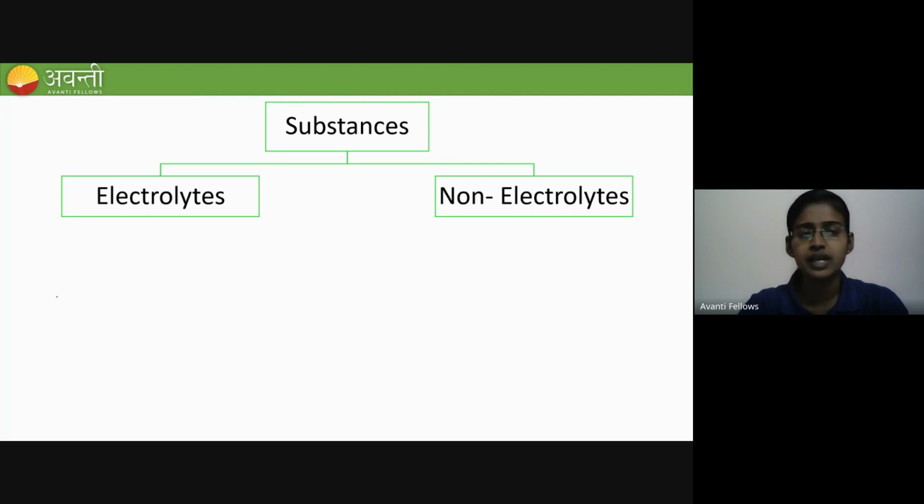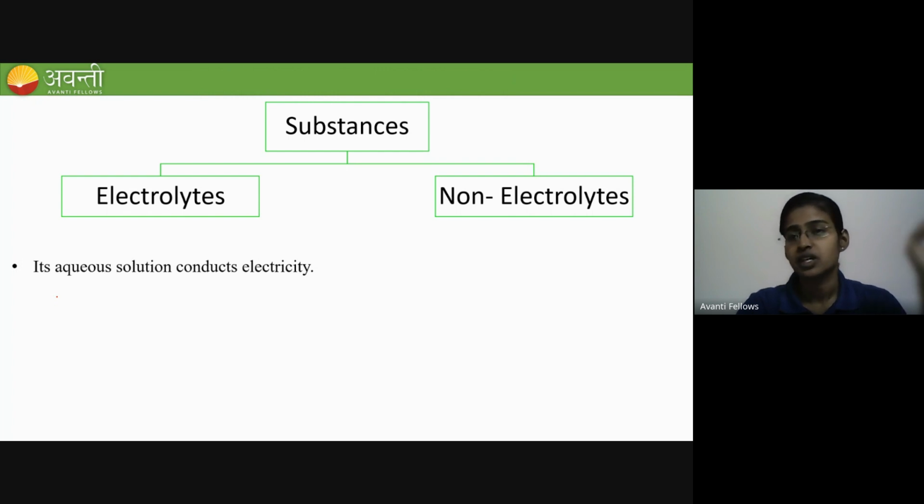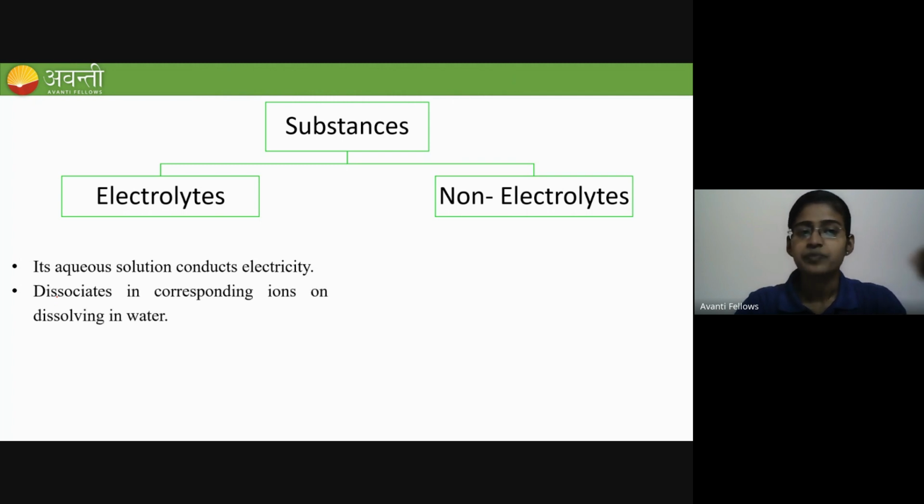Coming to the electrolytes, their aqueous solution conducts electricity. If your substance is an electrolyte, then in its aqueous form it will conduct electricity. How does a substance conduct electricity? By the movement of ions or electrons, right? Here it is due to the movement of ions. The electrolyte gets dissociated into corresponding ions on dissolving in water.